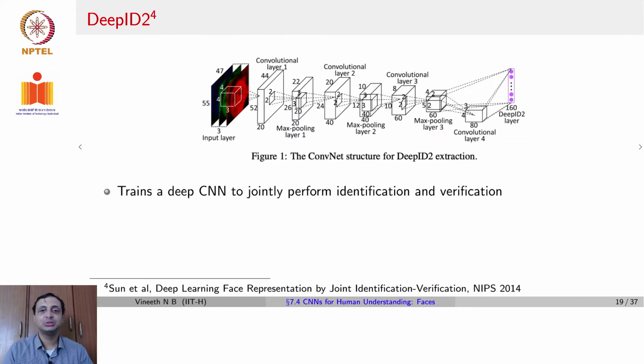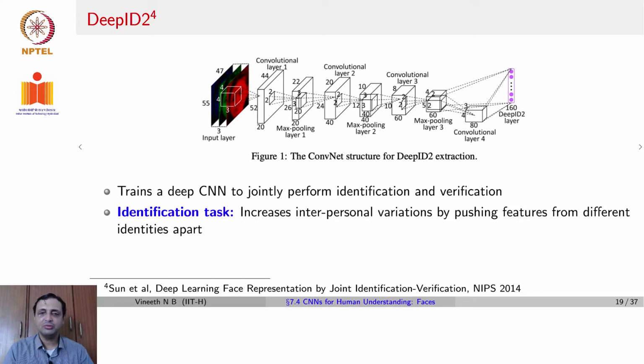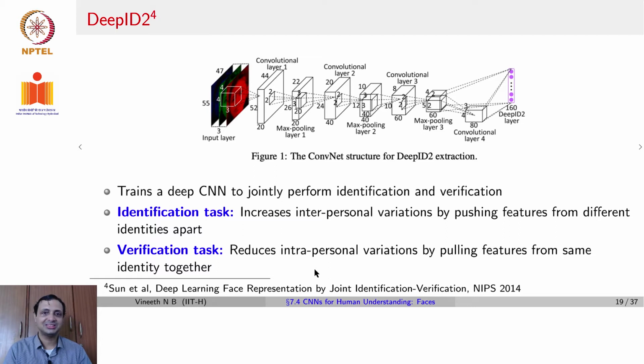This idea is used in the subsequent network DeepID2, which was proposed in NeurIPS of 2014. So this, similar to DeepFace, trains a deep CNN to jointly perform identification and verification, where it can be argued that the identification task increases interpersonal variations. You're trying to separate different identities apart, images of different identities or embeddings of different identities. And the verification task reduces intrapersonal variations by bringing together features or embeddings of the same identity.